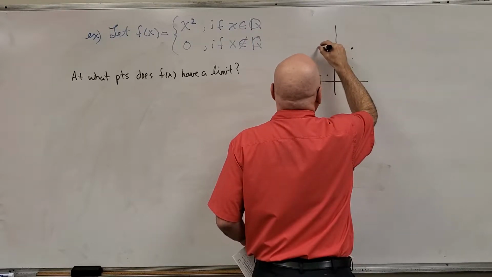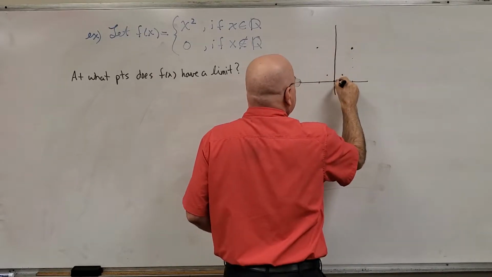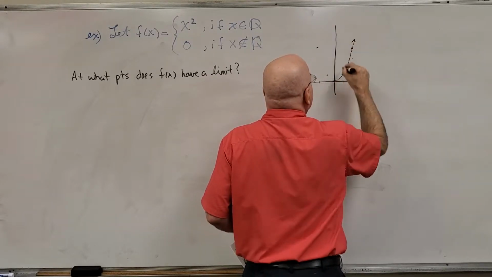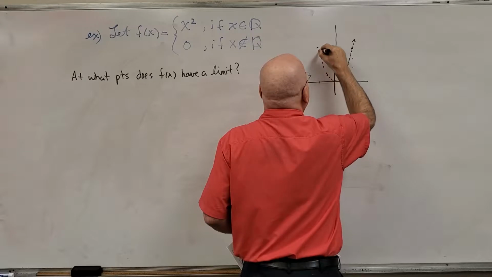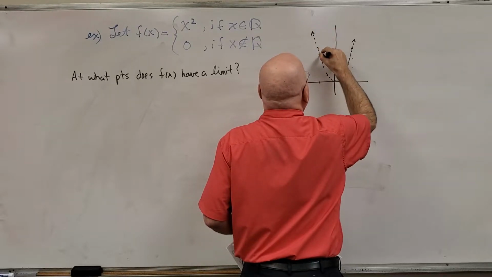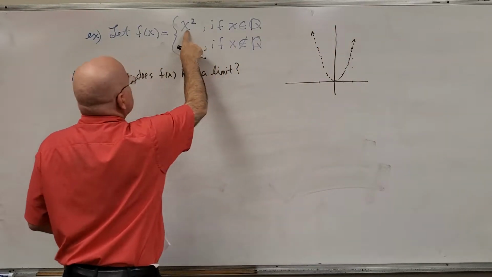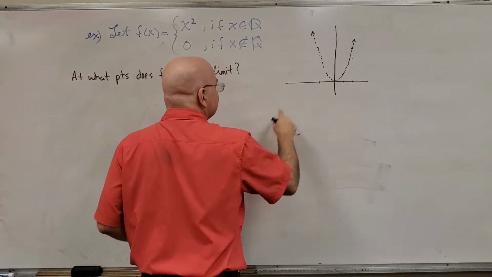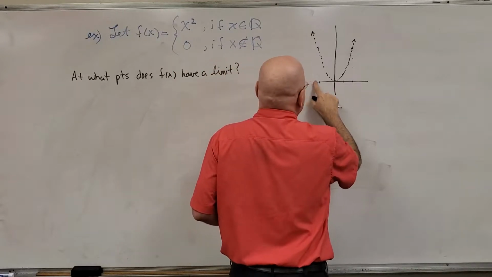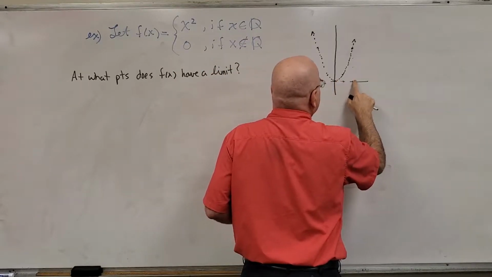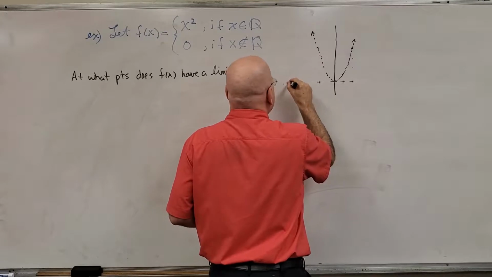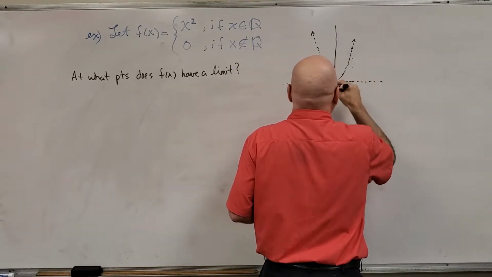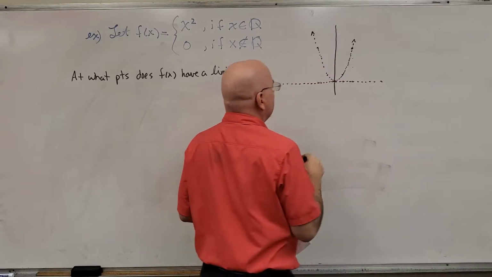Okay, here's the graph of f of x equals x squared. I'm going to do it with dots, since it's only f of x equals x squared when x is a rational number. And then for the x-axis, I'm not going to draw it solid, I'm going to draw it like this. Similar to the way we did it before.